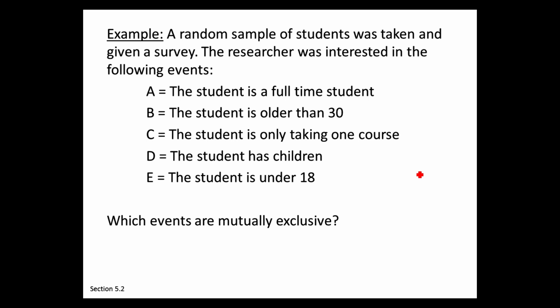B and E. B and E have to be mutually exclusive. And A and C. Why are B and E necessarily mutually exclusive? You can't be over 30 and under 18. Not possible. How about A and C? Unless you're taking one 15-credit class, you can't be a full-time student and taking one course. True. I don't know of any 15-credit classes. Not that I'm aware of. So, all right. Any others here mutually exclusive?